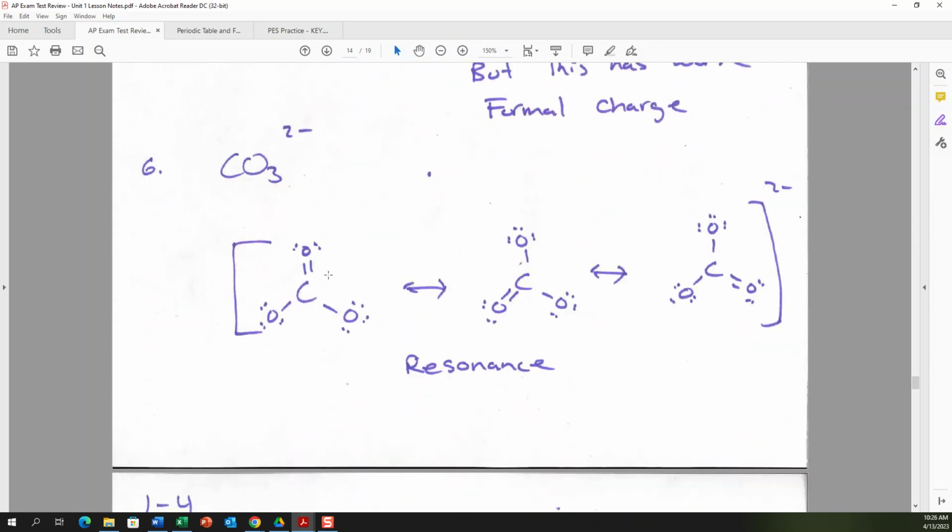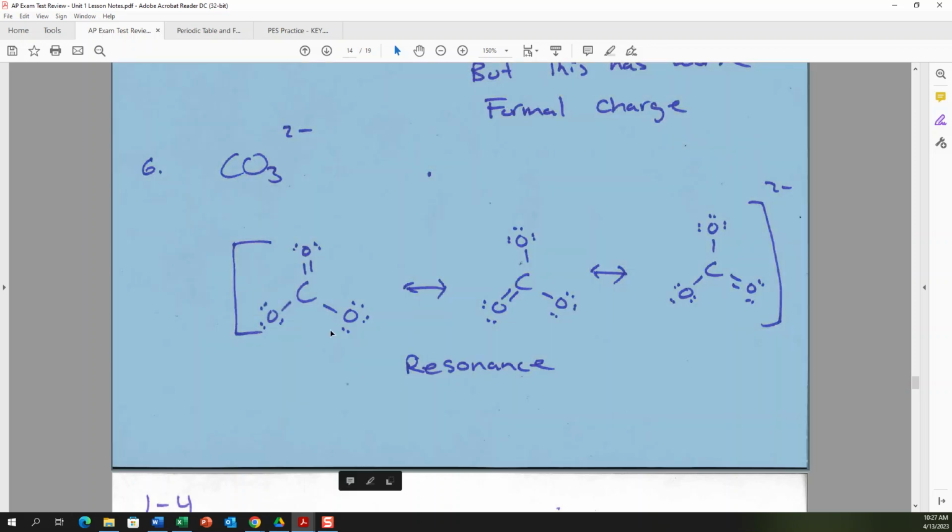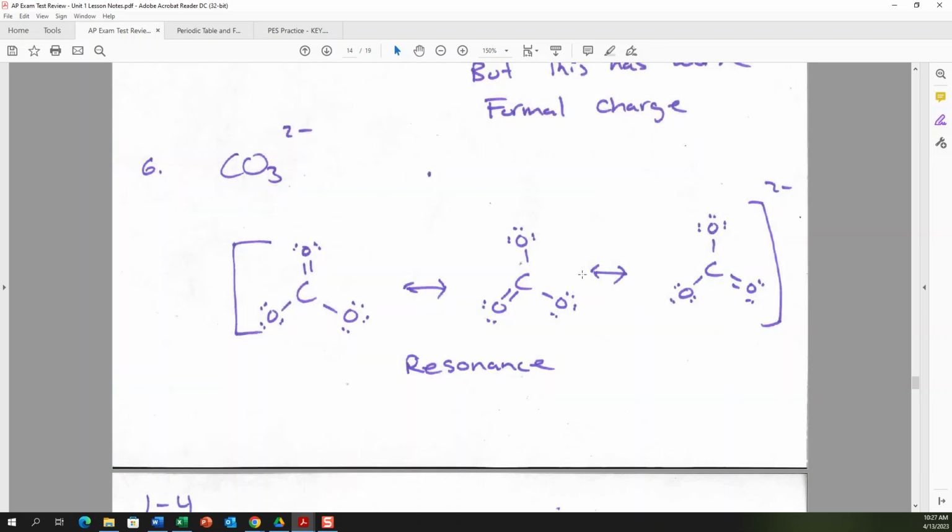Okay. Here's just another example of resonance. But remember, when you draw a dot structure for an ion, make sure you put the charge in your structure as well. But here is our example of resonance. Now, remember, what does resonance mean? Resonance means that this molecule doesn't have 1 double bond and 2 single bonds. It means all these bonds are identical, and the bonding is actually a weighted average of these structures.